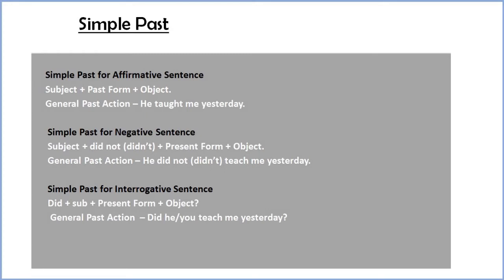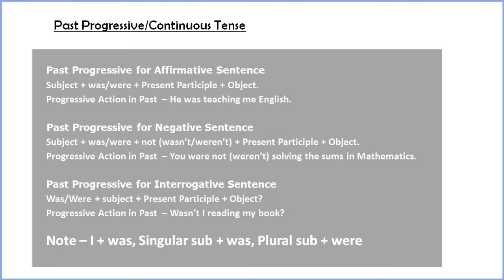For interrogative sentences, we use did plus subject plus present form plus object, and at the last we add a question mark. For example, did he or you teach me yesterday? Students, now here are the rules for past progressive, or we can say past continuous tense. For affirmative sentences, the rule is subject plus was or were plus present participle and object. For example, he was teaching me English.